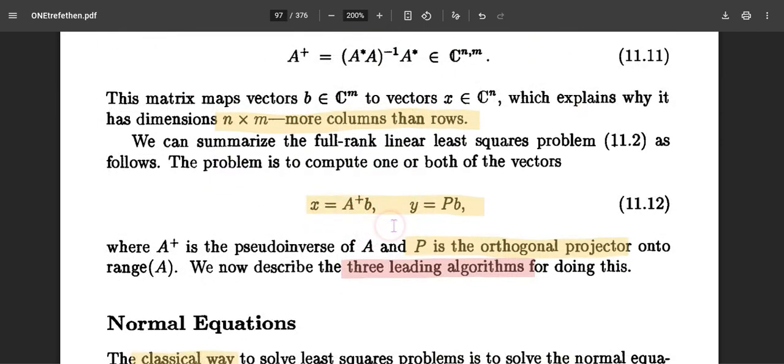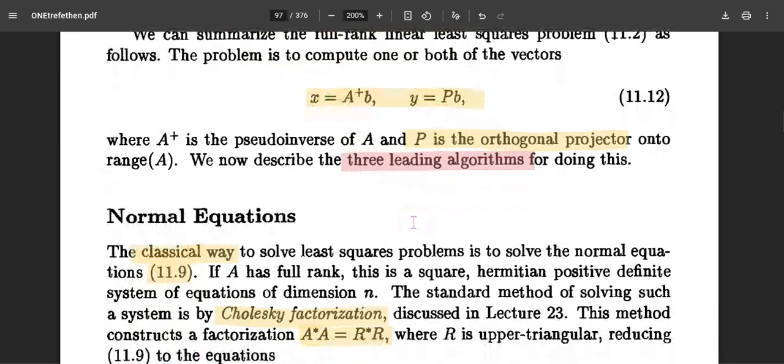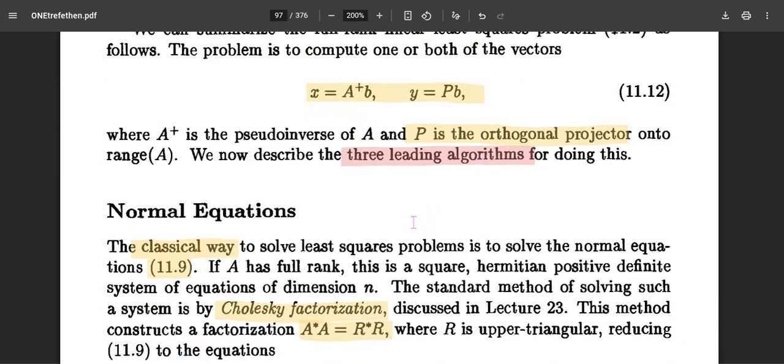The other way to say it is that we are trying to find an orthogonal projector such that it gives you the vector y. So based on this setup, we have three ways to solve this overdetermined matrix equation, which is termed the least squares problem.